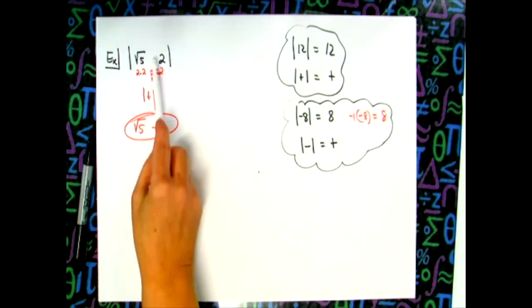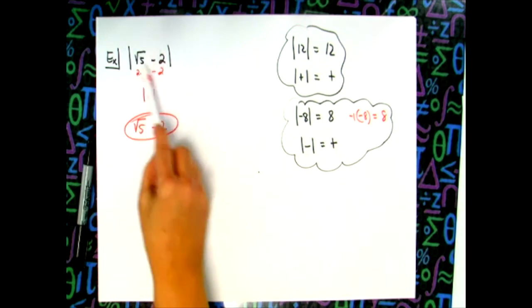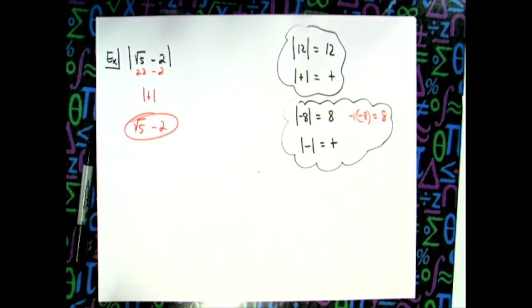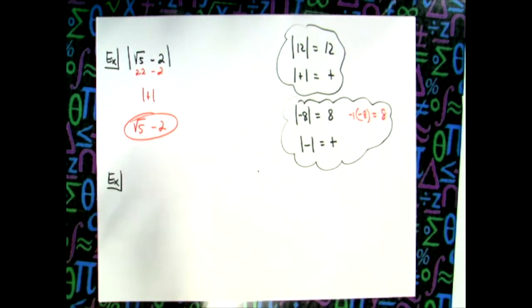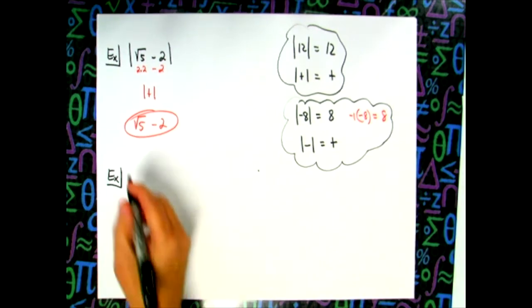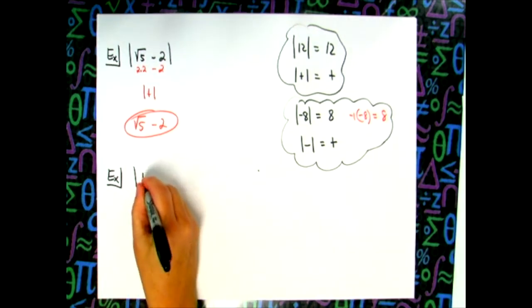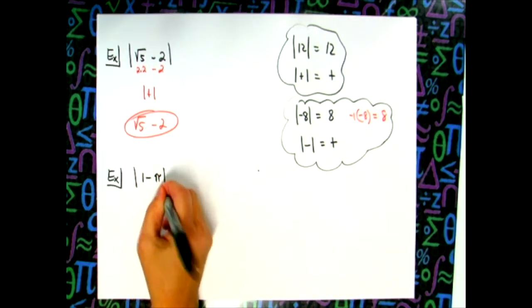Okay, so think a little bit about what's inside here and make a determination. Is it positive or is it negative? If it's positive, you write the exact same thing down. Now, if it is not positive, then it's going to have to be negative. So let's do absolute value of 1 minus pi.